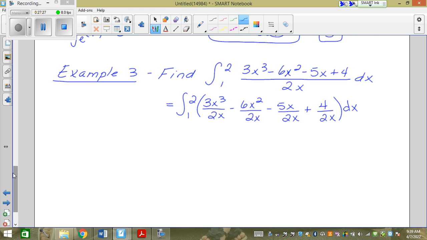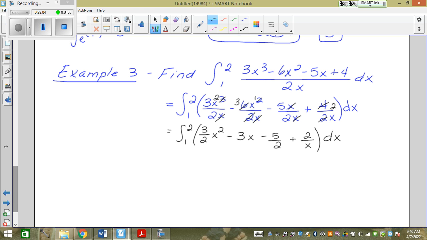It looks worse now, but you're just going to reduce. This x cancels off this one. So I'm left with 3 over 2x squared, which you can do the antiderivative of. 2 and 6, we're going to cancel, make it a 3. This one cancels off one of those, so I'm left with 3x minus 3x. These ones, the x's cancel, I'm left with minus 5 halves. These ones, the 2's cancel off, I'm left with 2 over x dx.